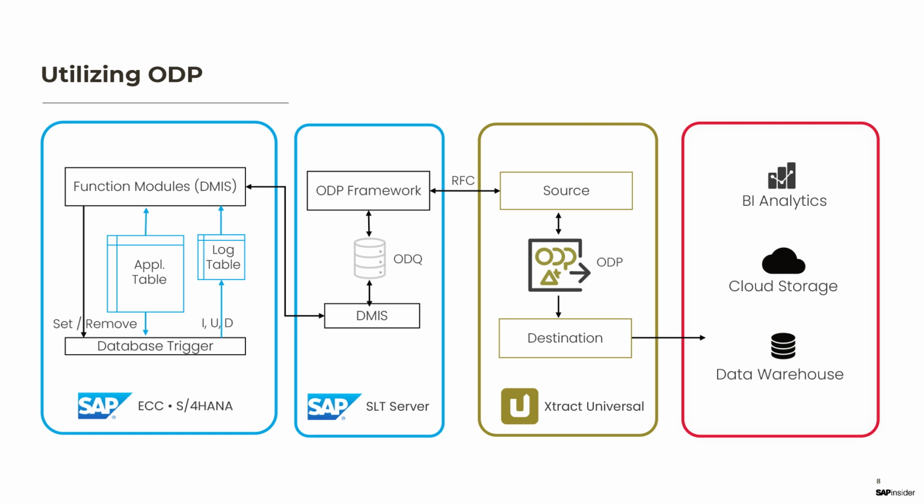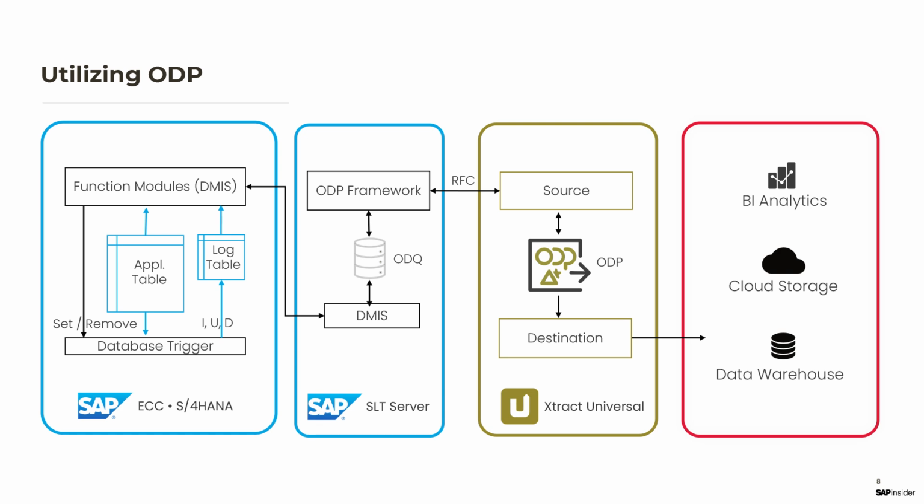So this can be any table in your ERP system. Primarily, these are S/4HANA systems. Some later ECC systems will work for this as well, depending on your ABAP version. But along with that database trigger, what happens is it will track these changes, whether it's an insert, update, or delete, and then push those to a log table.